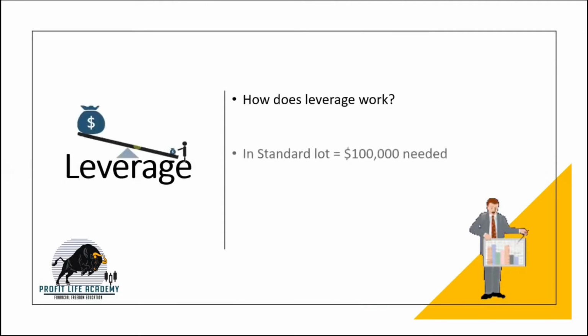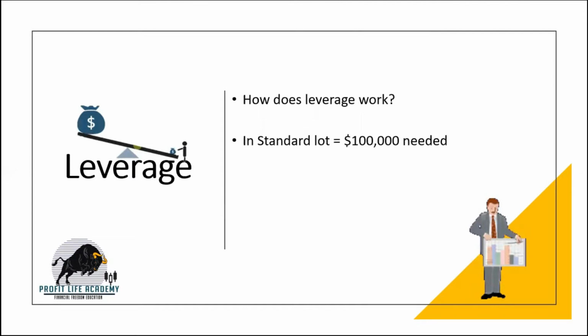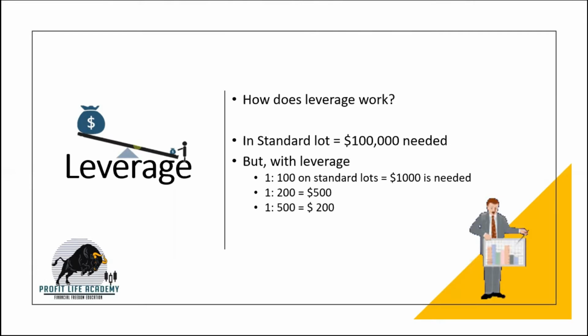How does it work? You need to also understand and remember that in the previous video, we covered different types of accounts. So in a standard account, which is trading 100,000 units, without leverage, you would need $100,000 to actually have the power of trading that 100,000 units of a currency, right? But with leverage, that changes. So when you have a leverage of 1:100 on your standard lots, you would need $1,000 to actually have an account that has the power of trading 100,000 units, which is your standard lots, right?